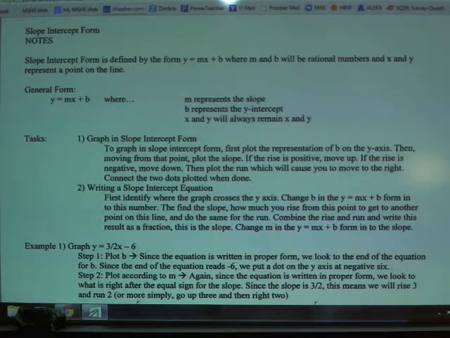After you do that, then you're going to find another point on the line. Put your pencil down on another point that's on the line, not the one that goes through the y-axis. Wherever you land, you're going to count the rise and the run to get you to that point from the y-intercept point.